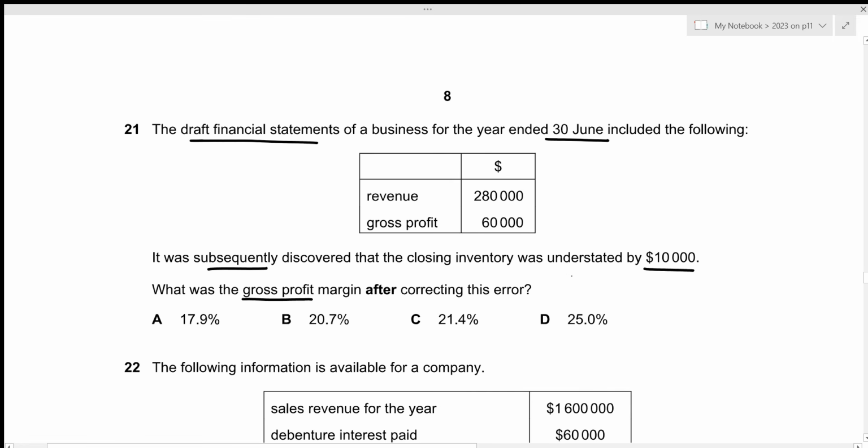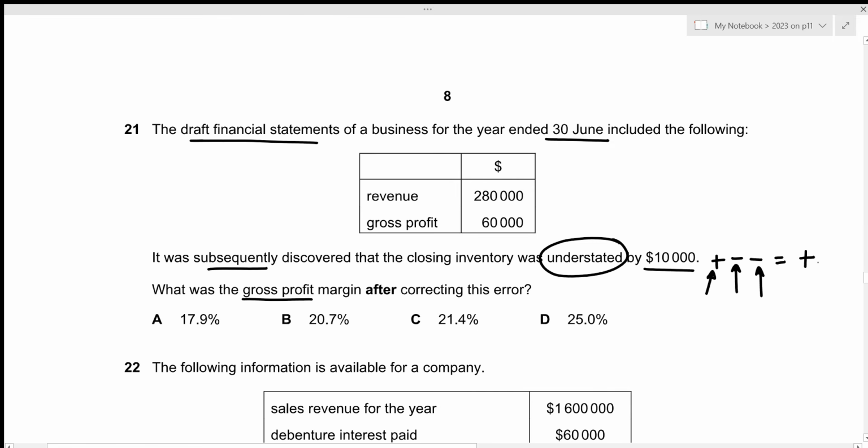Okay, remember that in this case, we're talking about understatement of closing inventory. So we basically have to now add back 10,000 to the closing inventory, and the closing inventory will be subtracted as part of our cost of sales, right? And the total cost of sales will then be subtracted in order to calculate the gross profit. So we have to add 10,000 as part of our closing inventory, but the closing inventory will be subtracted and the cost of sales will also be subtracted, right? So a positive, negative, and a negative will result in a positive.